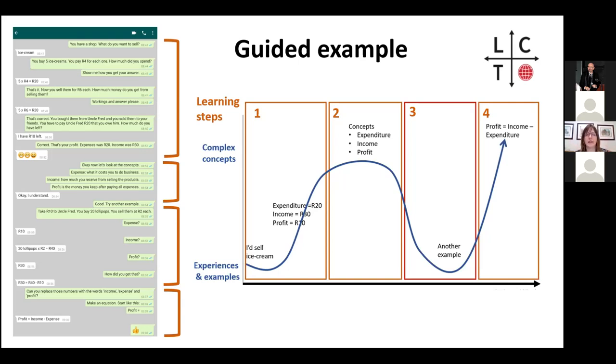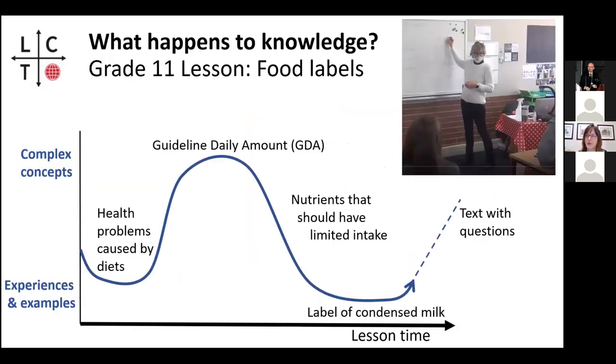And once we had shown them this, we then gave them an opportunity to observe a lesson that had been recorded in a school, and it was a grade 11 lesson on food labels. And there, again, they were able to look at the parts of the lesson and see how the teacher shifted knowledge between experience and examples in some parts of the lesson and complex concepts in others.